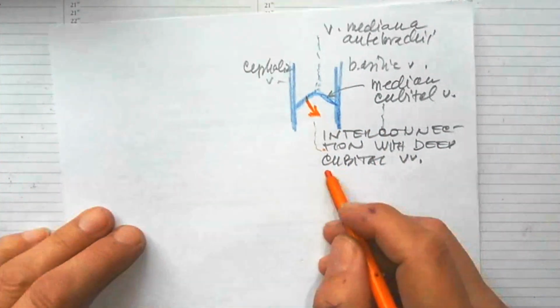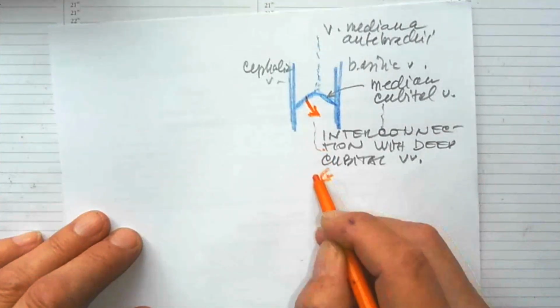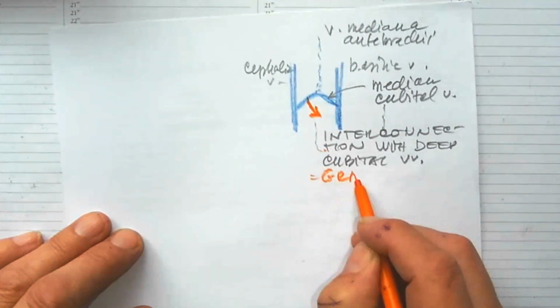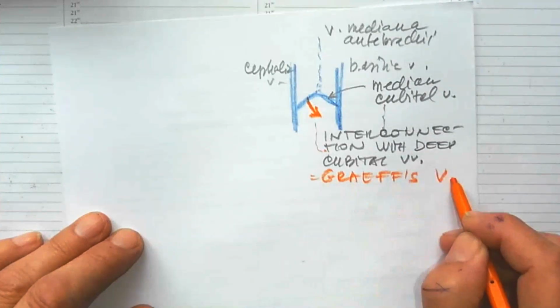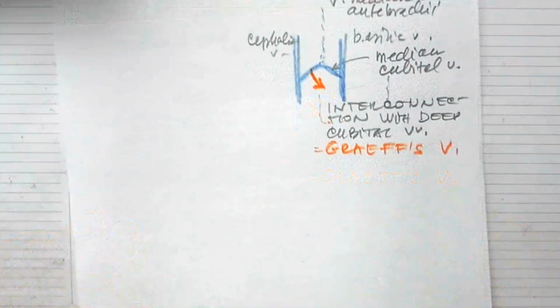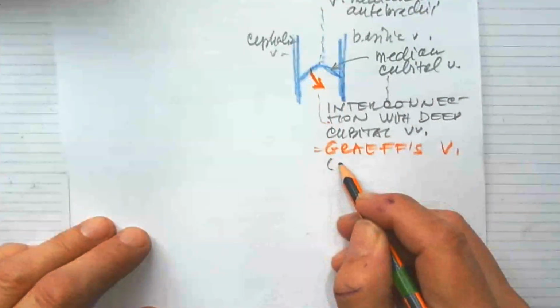This is that interconnection with the deep veins. We call it a Graves vein. Important is the fact that it's valveless.